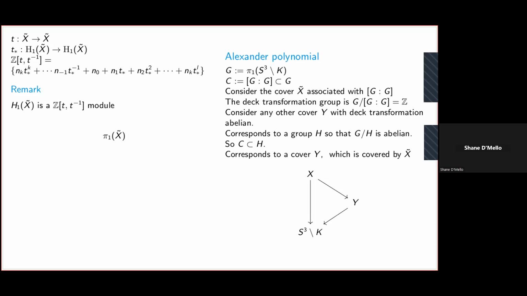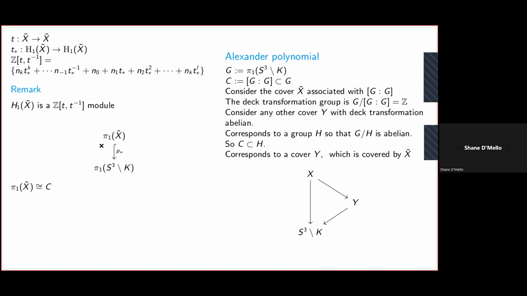The key idea here is that the first homology of X tilde is the abelianization of the fundamental group of X tilde, okay? And the other key observation is that the fundamental group of X tilde is sitting inside the fundamental group of the complement of the knot, because it sits inside by P star. P star is an injection. P is the covering map. P star is the induced map on the fundamental groups, and it follows from the uniqueness of lifts that this map is an injection.